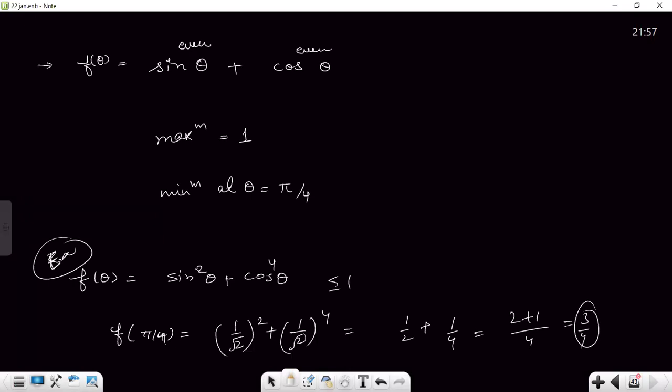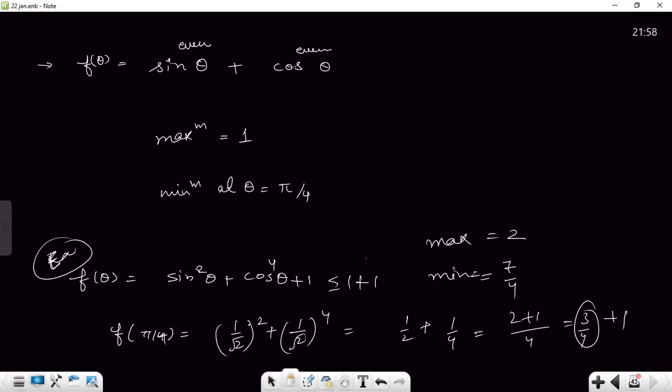Let's modify this question a little. What if 1 was added to it? If 1 was added, then 1 will be added to the maximum as well as the minimum limit. So the maximum limit of this function now will become 2, because the function is added with 1. And the minimum will also be added with 1, which will make it 7 by 4. Clear? After we have added 1 to the function.